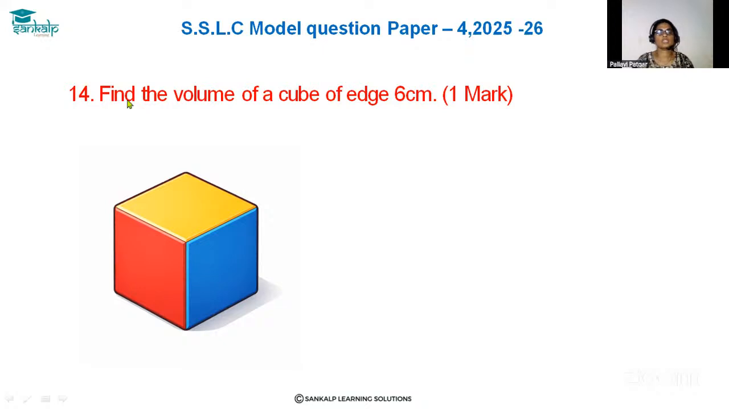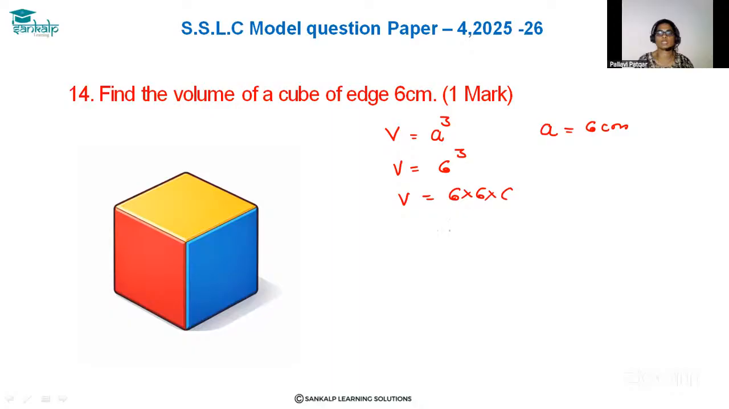Hello everyone. Look at the question number 14. Find the volume of a cube of edge 6 centimeter. Okay. So here the formula for the volume of a cube of edge A is V is equal to A cube. So here edge is given, A is equal to 6 centimeter. So substitute these values into the formula. So V is equal to 6 raised to 3.